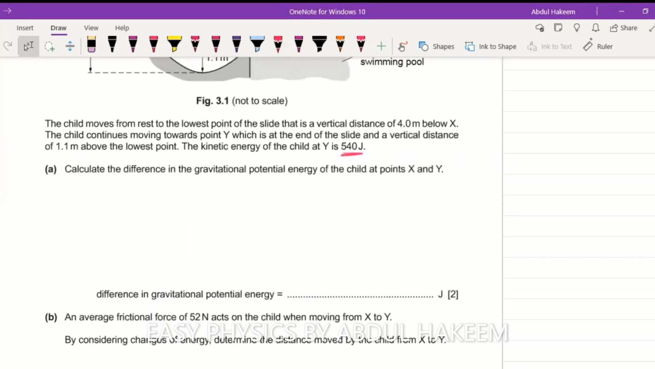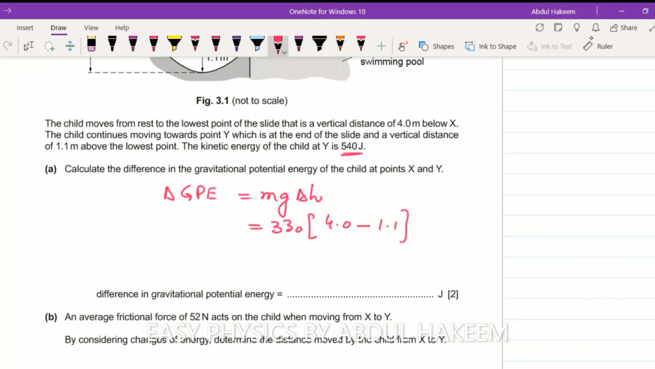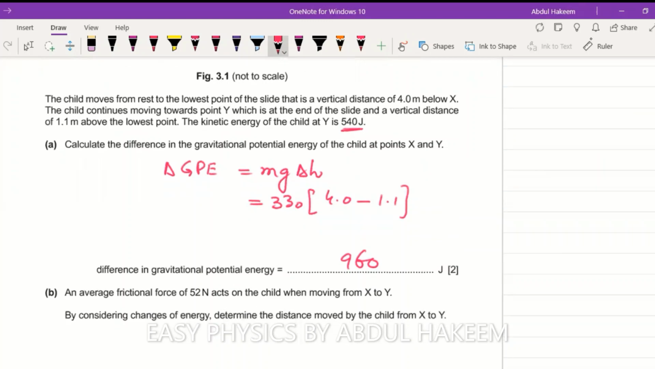So look, difference in gravitational potential energy is equal to mg delta h. mg is the weight, and the weight of the child is given as 330, and the difference of the height is 4.0 minus 1.1, and after the calculation, it comes to 960 joule. This is the loss of the potential energy.